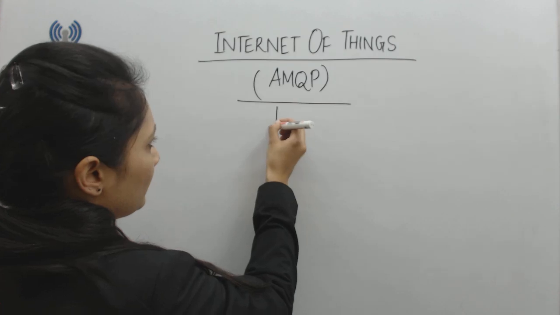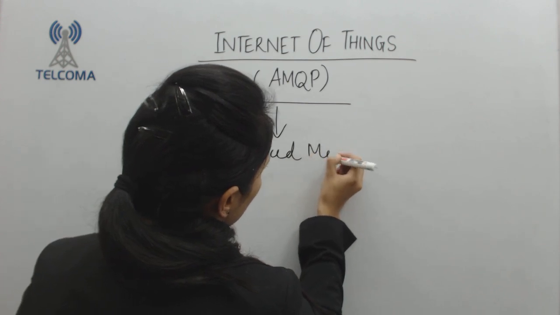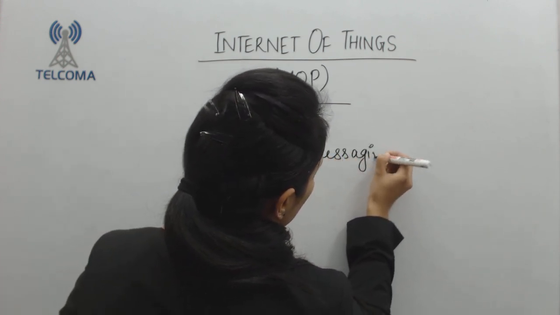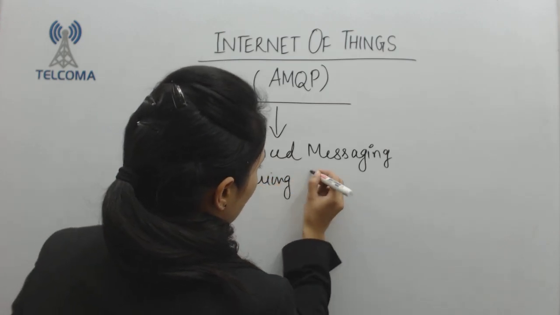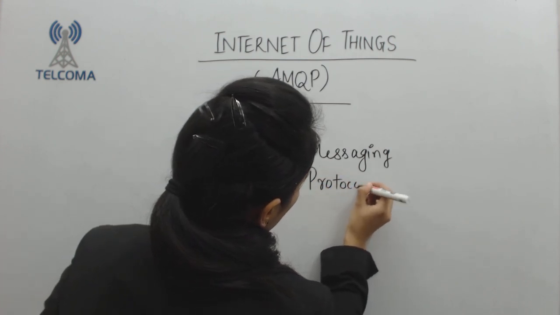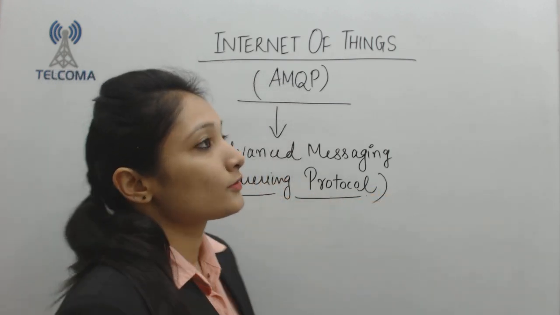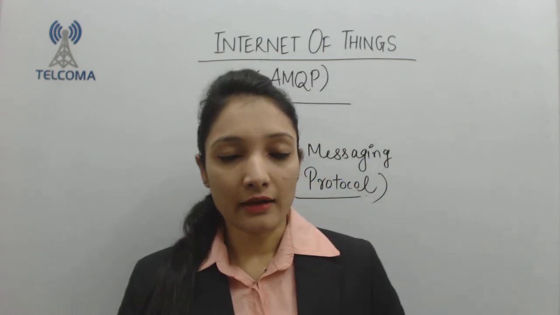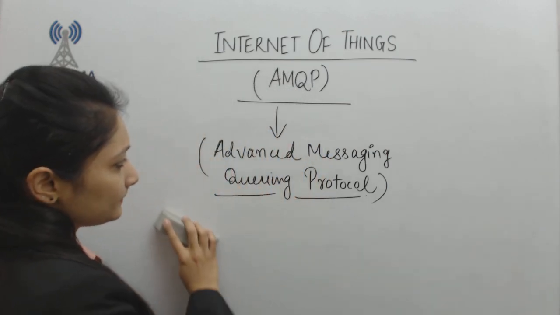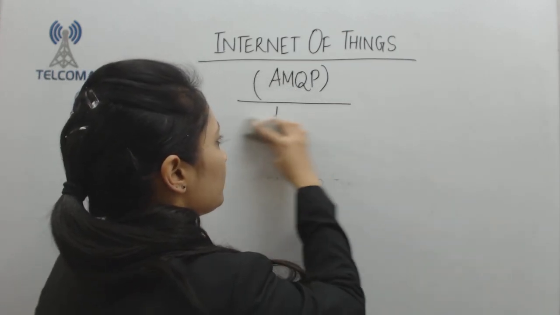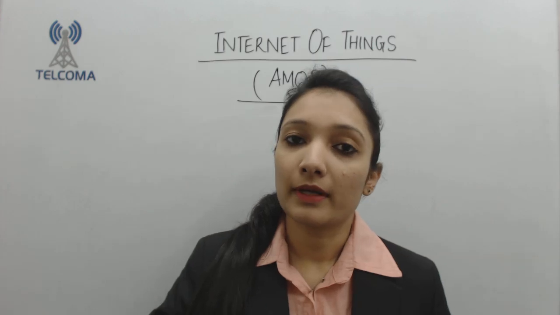AMQP refers to Advanced Messaging Queuing Protocol. This protocol is an open standard application layer protocol, which provides the interconnectivity between the various clients and the middleware.